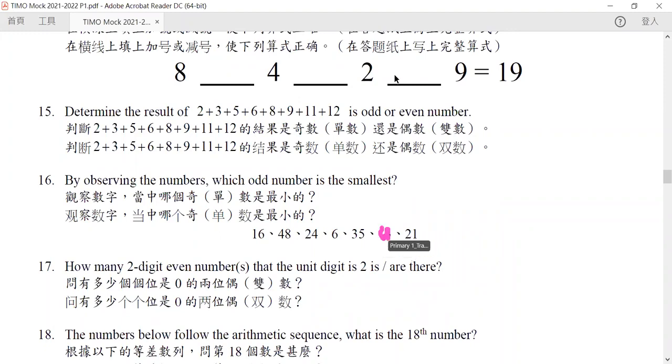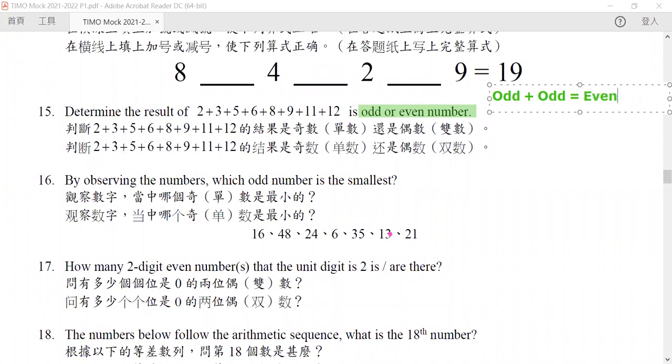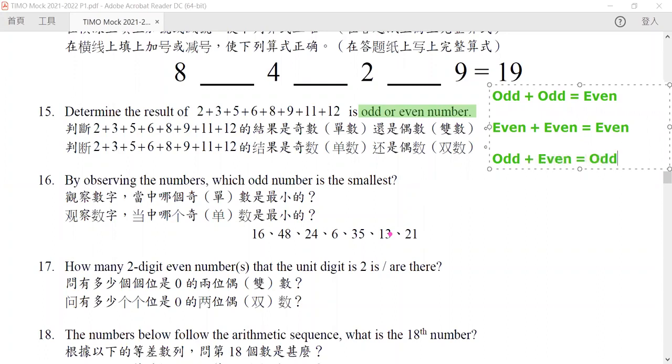Now, remember, for odd and even, there are simple rules for them. An odd number plus another odd number equals even. An even number plus an even number is also even. But an odd number plus an even number is odd. So by this, we can simply count them one by one.